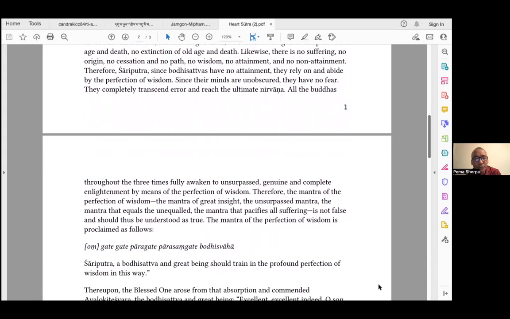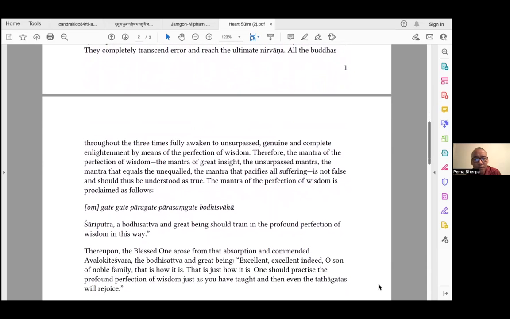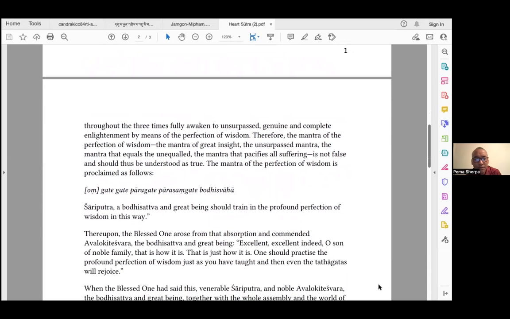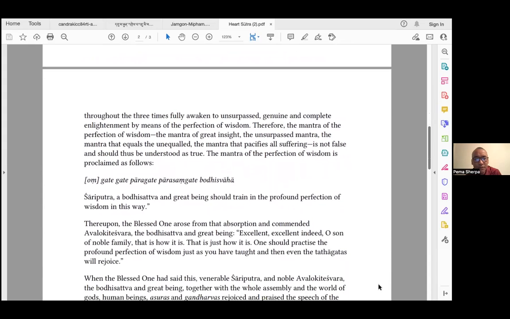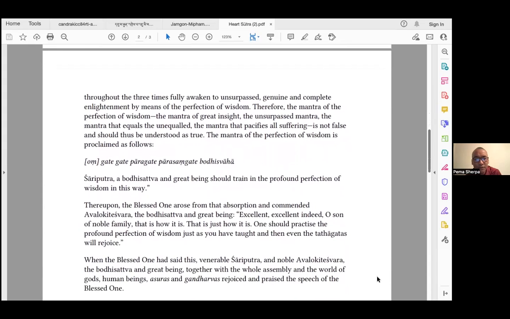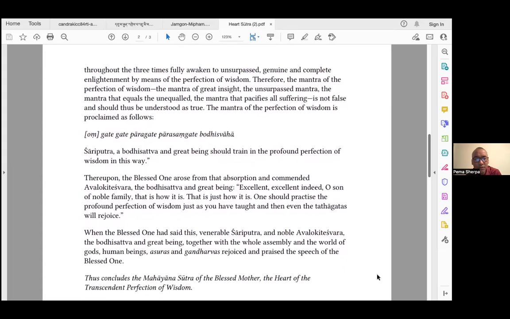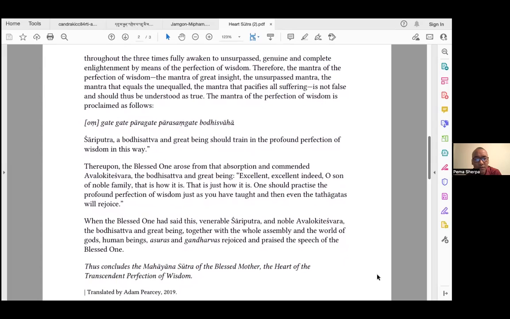All the Buddhas throughout the three times fully awakened to unsurpassed, genuine, and complete enlightenment by means of the perfection of wisdom. Therefore, the mantra of the perfection of wisdom, the mantra of great insight, the unsurpassed mantra, the mantra that equals the unequaled, the mantra that pacifies all suffering, is not false and should thus be understood as true. The mantra of the perfection of wisdom is proclaimed as follows.